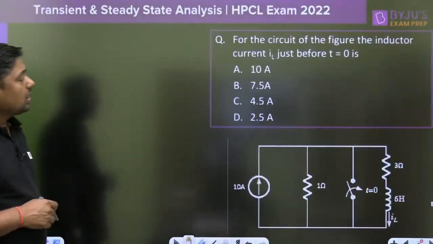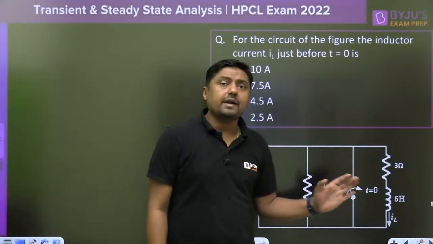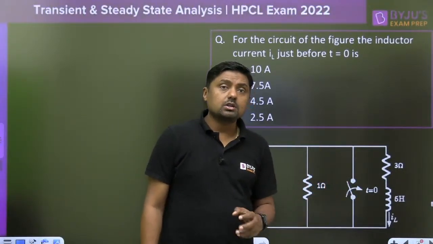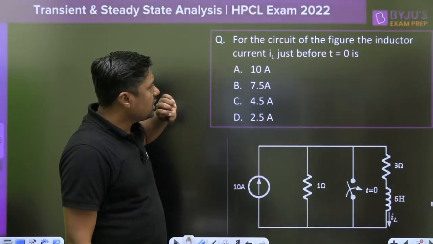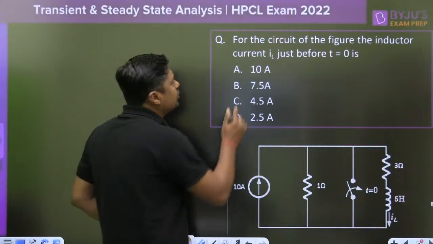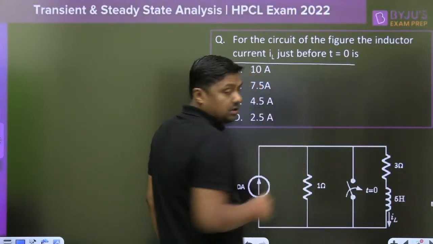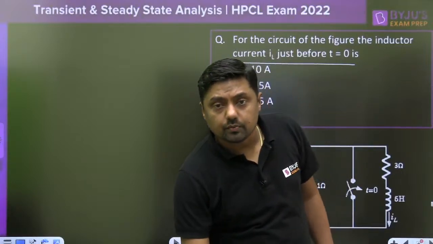Then this is the first question, and with this question I will give you the idea about the RL circuit. What is the RL circuit? For the circuit of the figure, the inductor current IL just before t equal to 0 is, the inductor current IL just before the t equal to 0.